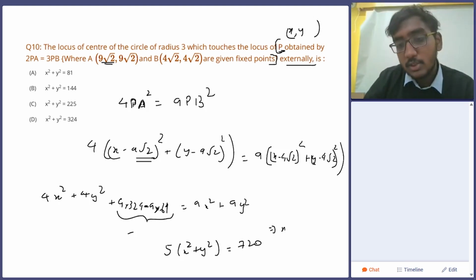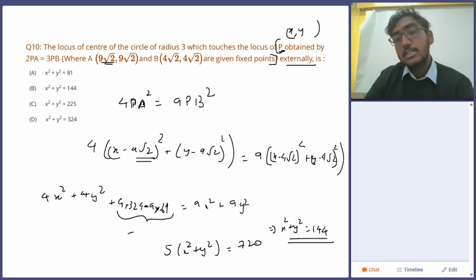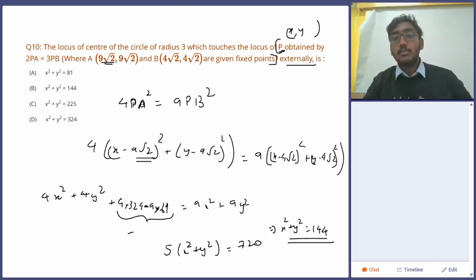720, right? So x square plus y square will be 144. So basically the locus of all such P is what? It is a circle centered at origin and radius 12 units. And now you study the question: the locus of the center of a circle of radius 3 which touches this locus, this circle, externally.